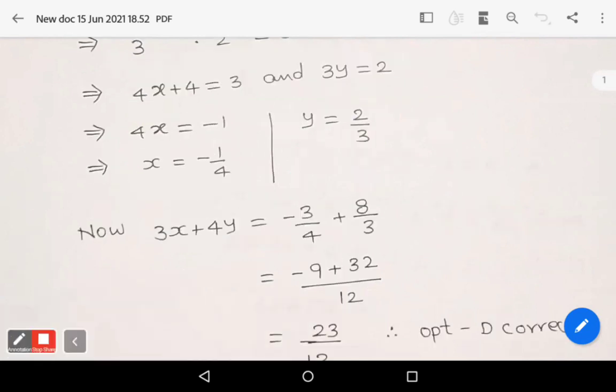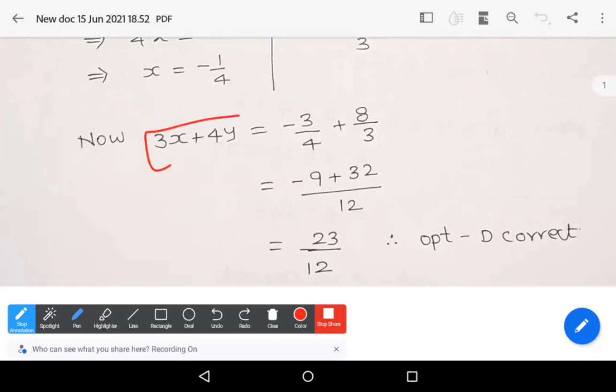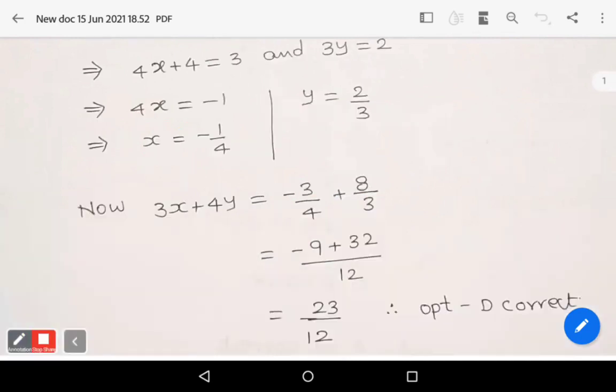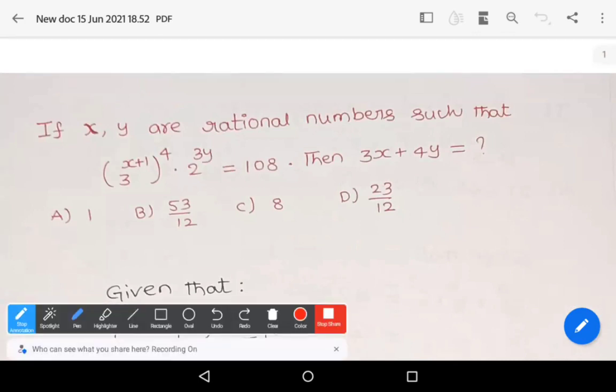Now calculate the value of 3x plus 4y. 3 into minus 1 by 4 plus 4 into 2 by 3. LCM is 12. Minus 9 plus 32, you get 23 by 12. Option D is the correct option. The remaining options are wrong.